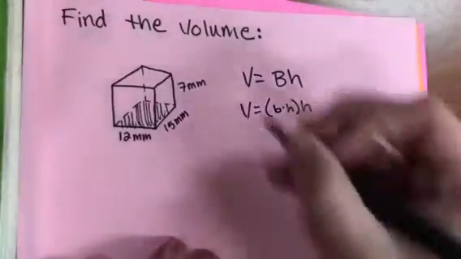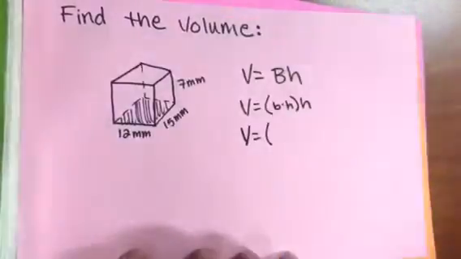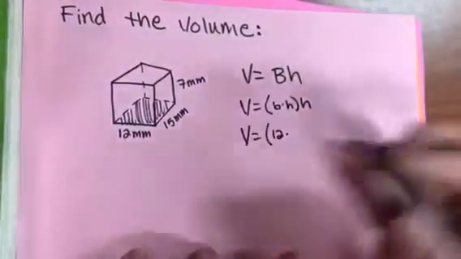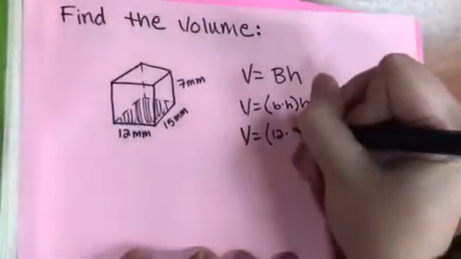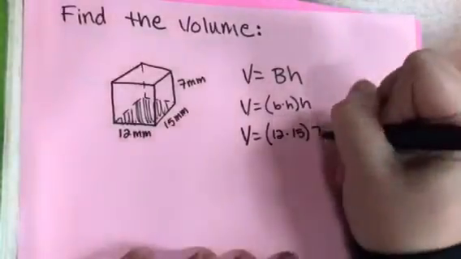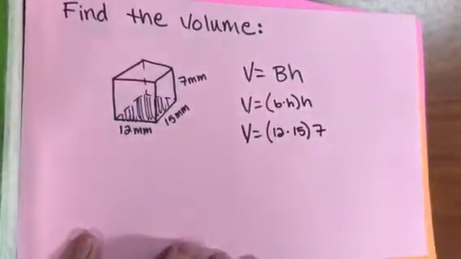Height. So what is the base edge? 12. What's the height of the base? 15. And what's the height of the prism? 7. So now all I have to do is multiply those. We don't have our human calculator.